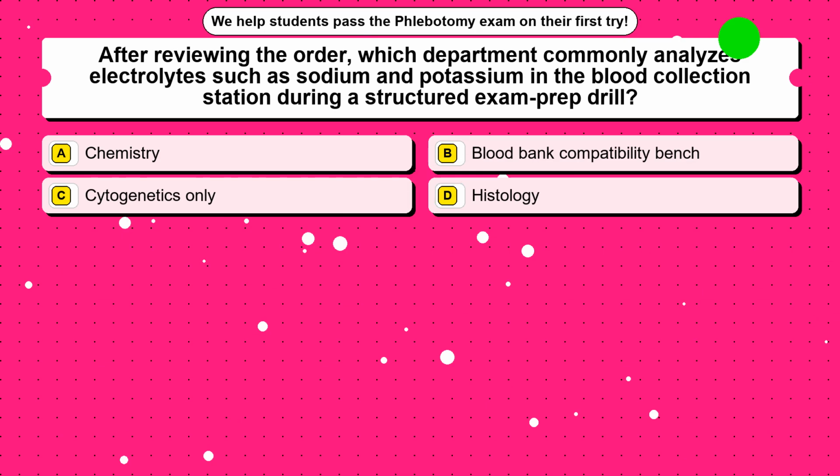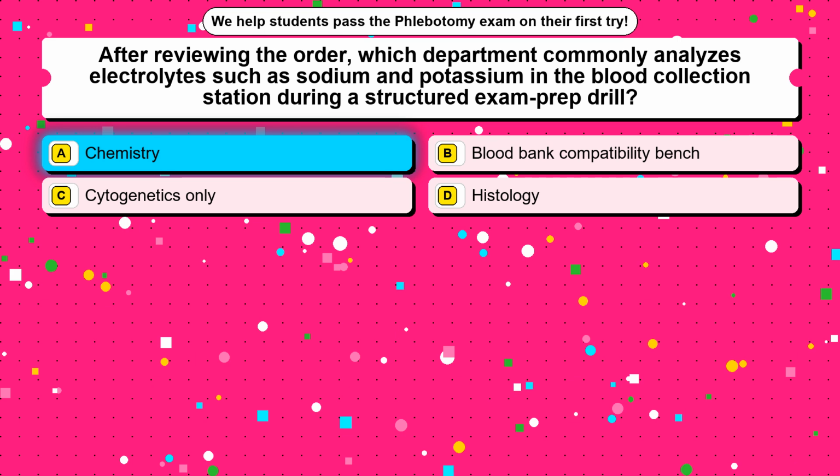Question 96. After reviewing the order, which department commonly analyzes electrolytes such as sodium and potassium in the blood collection station during a structured exam prep drill? Option A, chemistry. Option B, blood bank compatibility bench. Option C, cytogenetics only. Option D, histology. The correct answer is option A, chemistry.